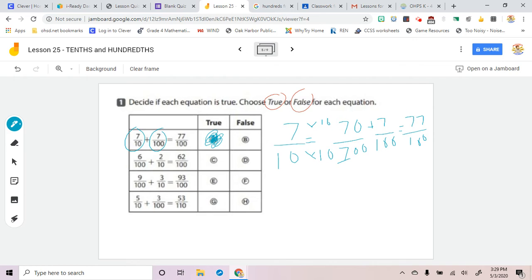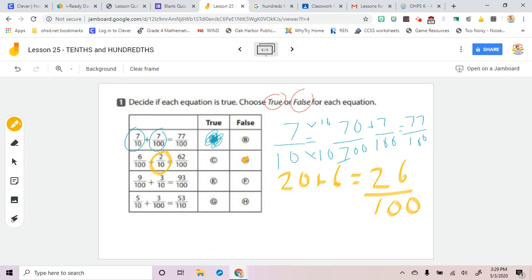6/100 plus 2/10 is 62/100. Well, right away, I know 2/10 is going to be the same as 20/100, and 20/100 plus 6/100 is going to be 26/100. It's not going to be 62/100. So this one you should have selected false. 9/100 plus 3/10, same thing again here.